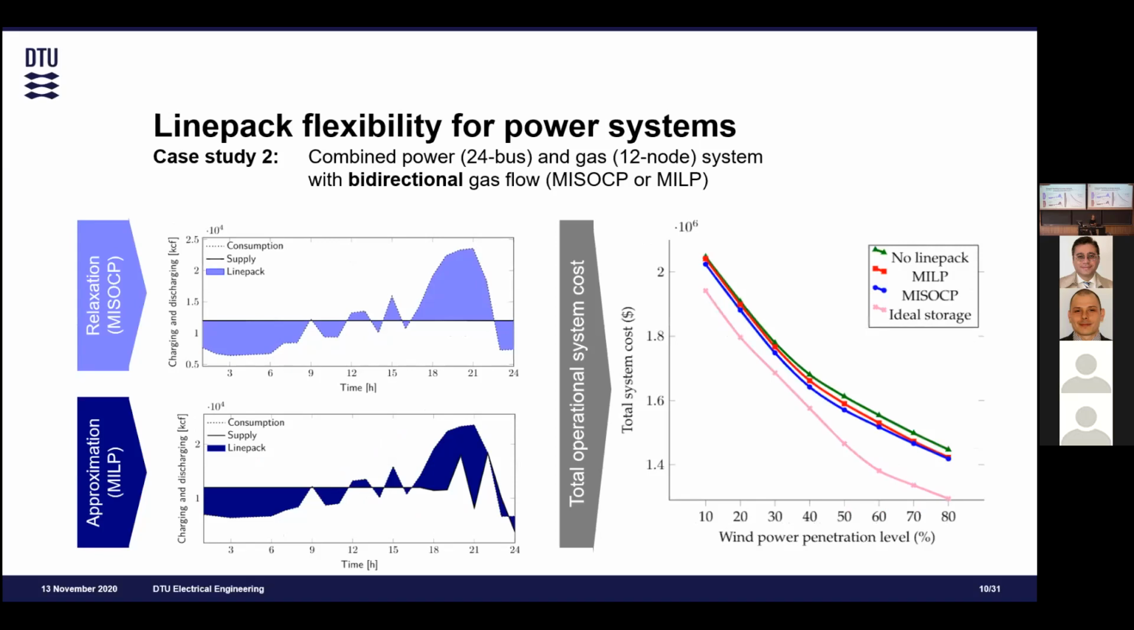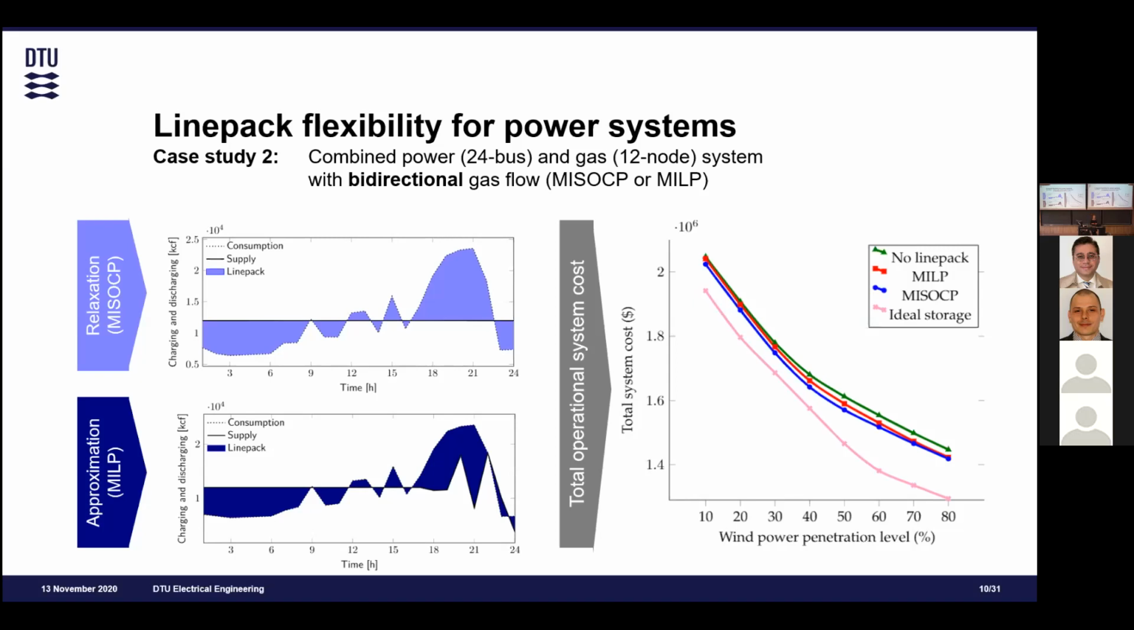And lastly, when removing the heat system from our analysis and focusing on the gas and power networks, but this time allowing both bidirectional flow and Linepack as degrees of freedom from the gas side, we compare the two convexification approaches I discussed: the relaxation based on McCormick relaxation and quadratic relaxation, and the approximation, which is a linear approximation. And we can see that those two approaches lead to slightly different results in the Linepack.